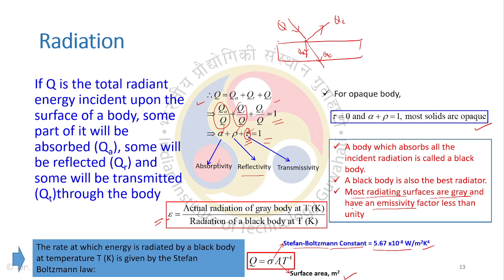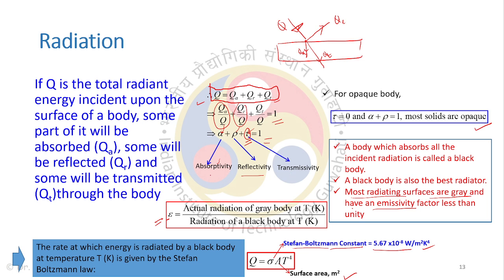Say at a body, if the total incident radiation is q, then part of it is reflected from the surface, part of it is transmitted, right? And part of it is absorbed within the surface. So if you balance this energy, this will be your equation. Based on this, the absorptivity, reflectivity, and transmissivity terms are determined.